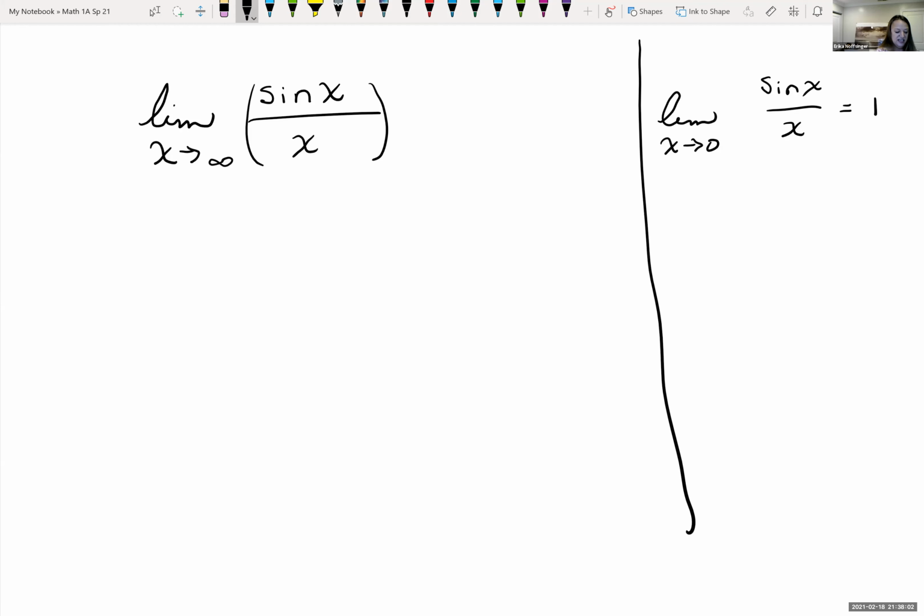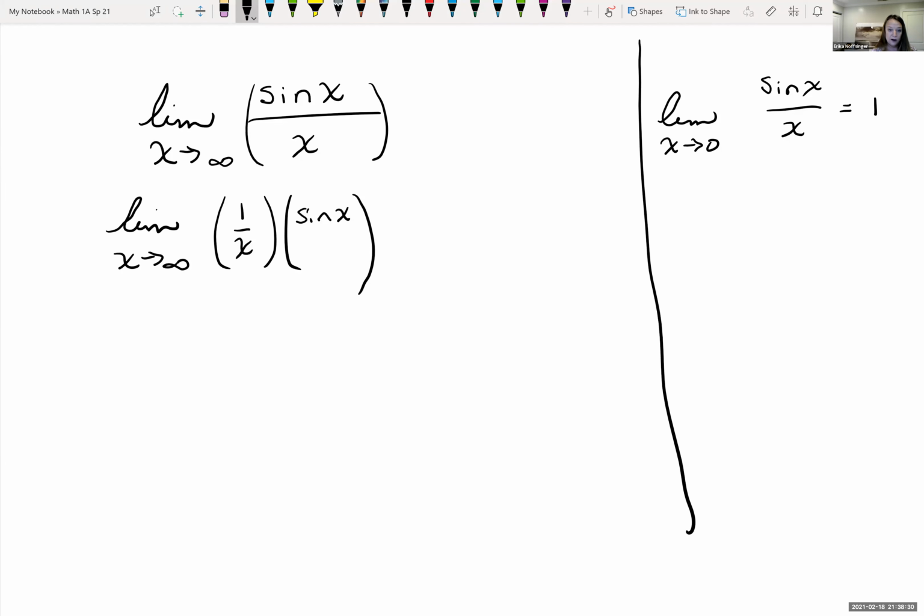If we were looking at this, though, the limit as x goes to infinity of sine x over x, let's think about this. Notice that this is two separate functions. Just using rules of limits, we can think of this as the limit as x goes to infinity of 1 over x, all times sine of x.